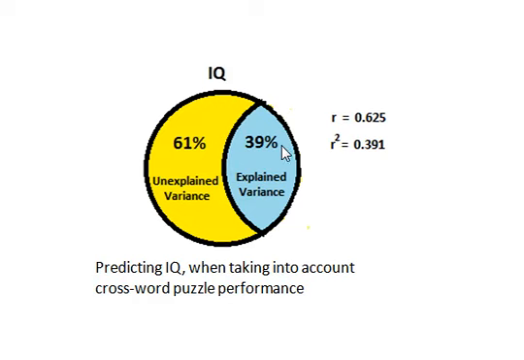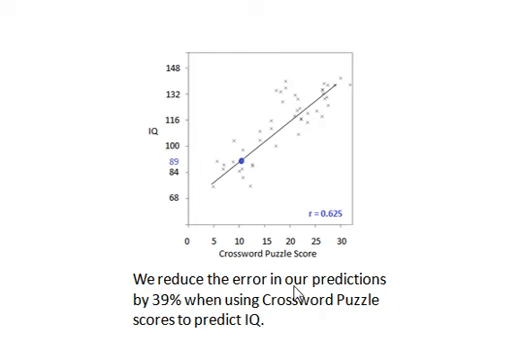So if we take their crossword puzzle performance into account and then guess their IQ using that scatter plot, we're not going to be perfect in our predictions, but we're going to be a lot better than if we just guessed the mean of 100 every single time. If we take into account crossword puzzle score, there's still 61% of that variance that's unexplained, but 39% of it is explained by our coefficient of determination. That is, we reduce the error in our predictions by 39% when using the crossword puzzle scores to predict IQ.